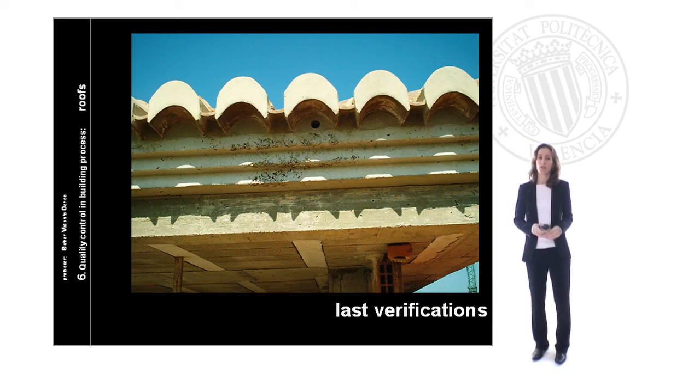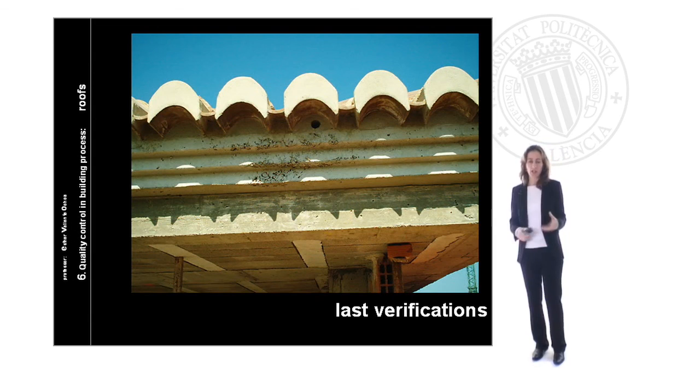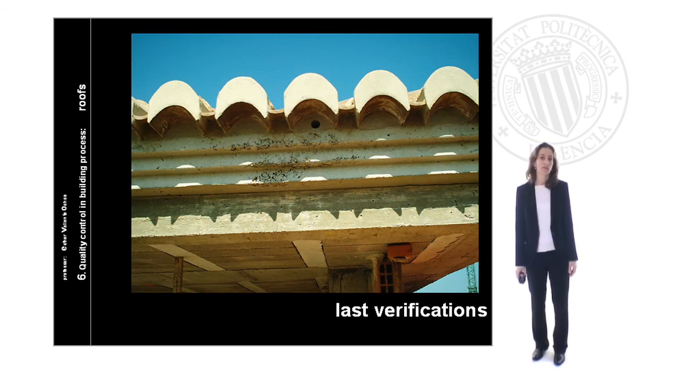So, as a last verification, we will control all the details and the pieces where we have little holes to let the air go inside the chamber. So the building and the roof will be ready when we test it, and we will be sure with the last verification that everything is well done and finished.